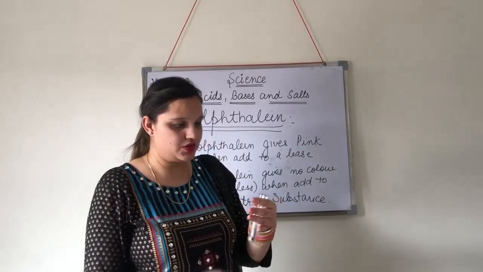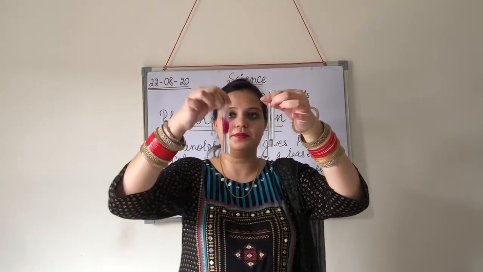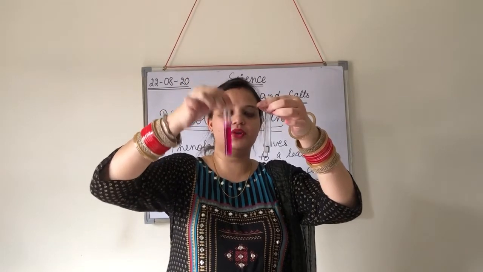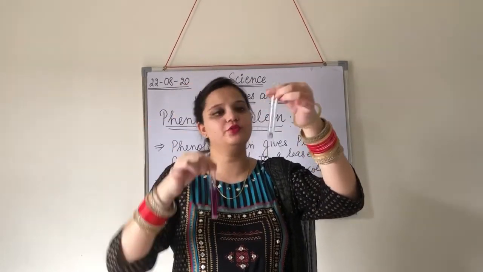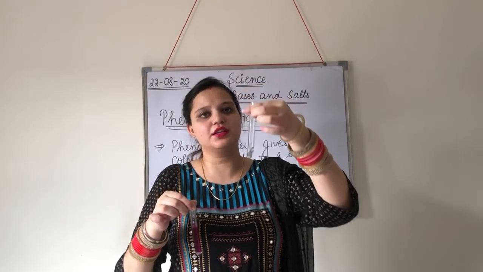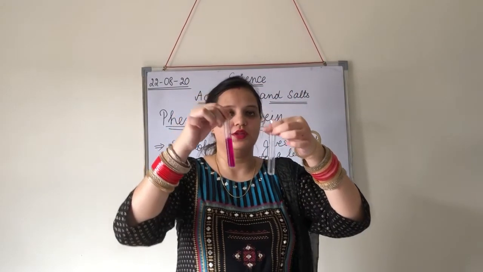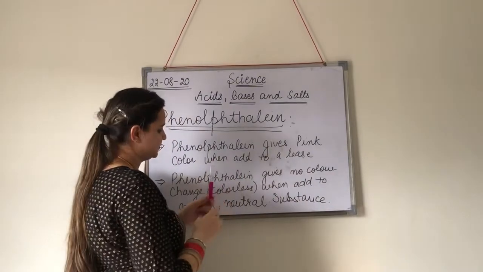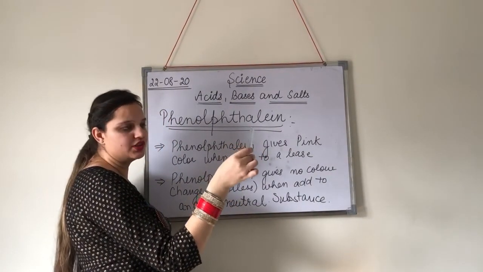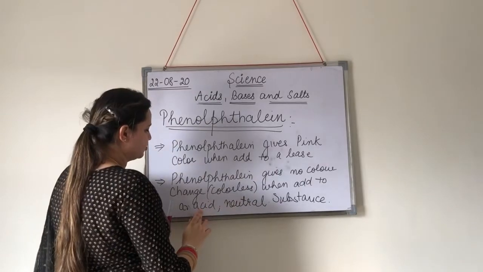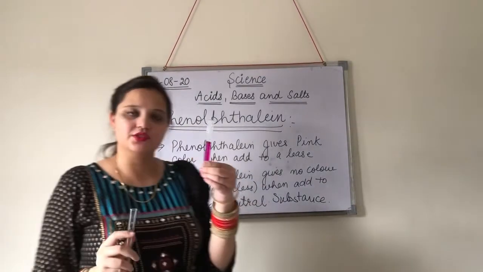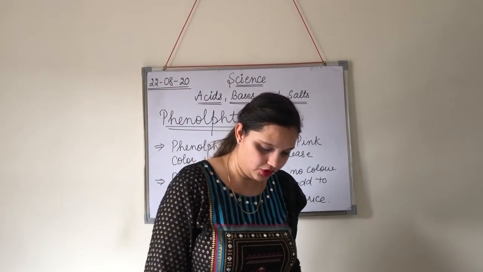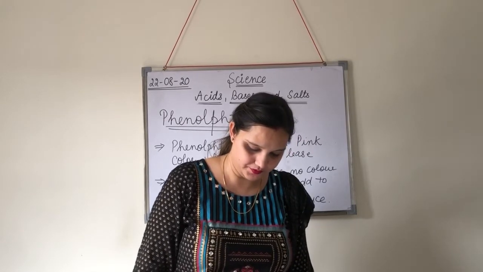Okay, so now you can see clearly the color change. A very bright pink color is there in one test tube and the color is not changed in the next test tube, the second test tube. So if we are getting pink color, that means this must be a base. And if the color is unchanged, that means the solution must be acidic or neutral. So this is how the phenolphthalein indicator works. Okay, so I hope all the concepts of indicators are clear to you, right?